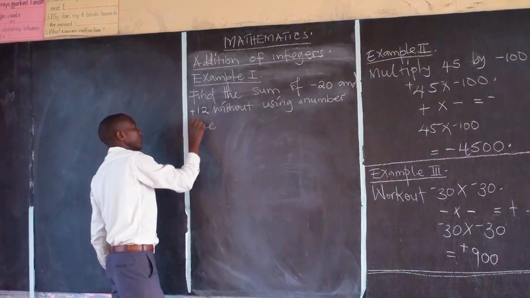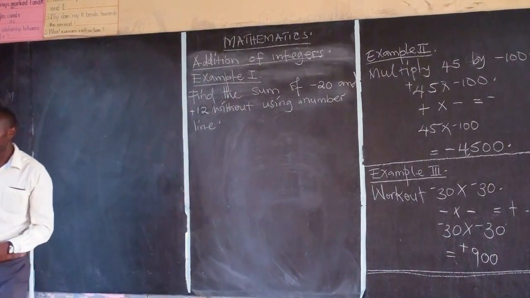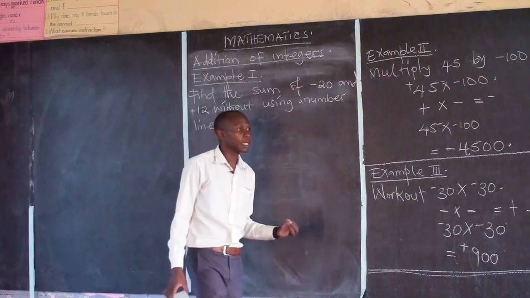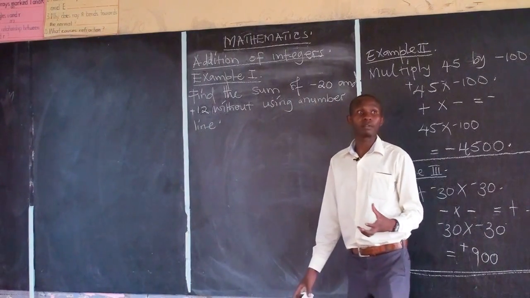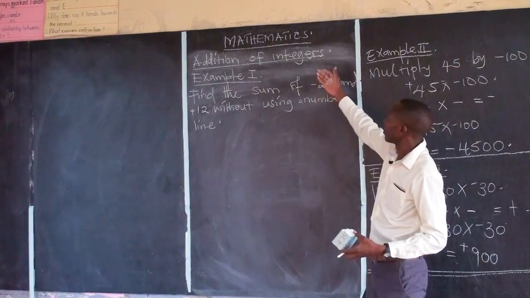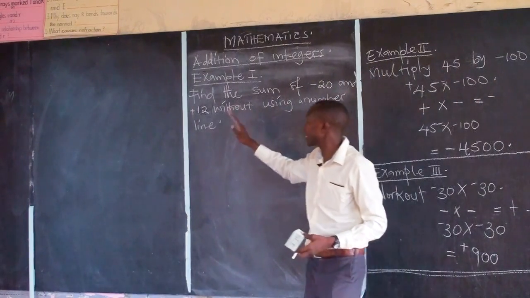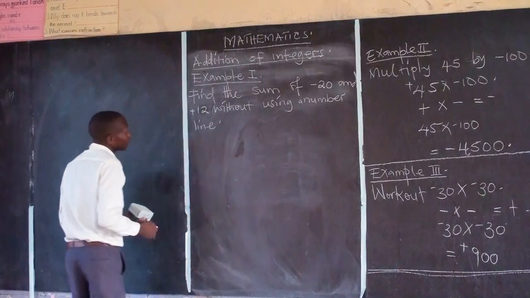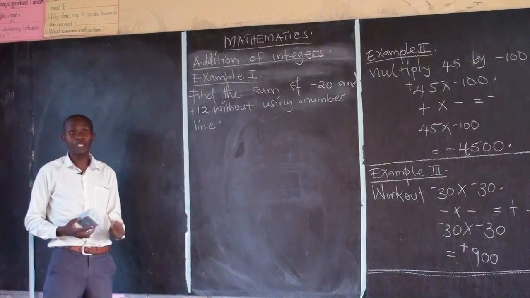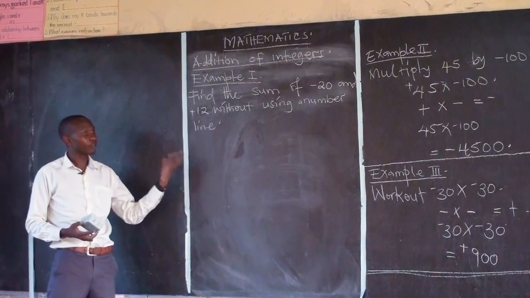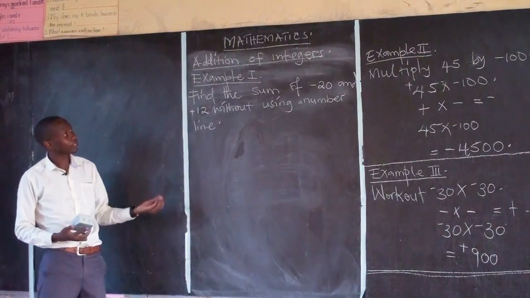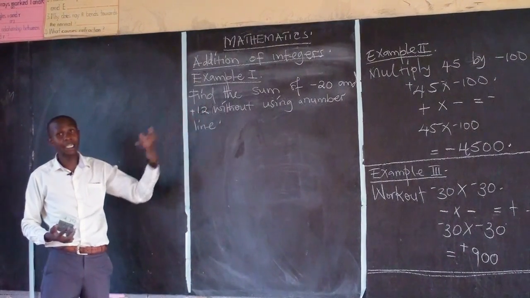So I want us to look at this example again, without using a number line, to work out what they have given us here. When you look at this, you realize that it is very different from what we have been handling. At first we looked at multiplication, but here we are dealing with addition. The way we add integers and the way we multiply integers are not the same. When we are multiplying, we follow different concepts, or principles. This time, I want us to look at how we can add integers.